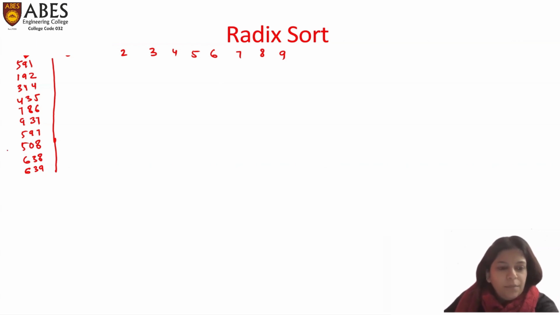So here, in order to find out the number which is having 0 at the tens place, we are going to traverse it and we have got 508. So this 508 will come here. Then there is no number having digit 1 or 2 at the tens place. Then afterwards, we are going to look for 3. Yes, we have 435. So we will write this 435 here. And then we have 937. We are going to write this 937 here.